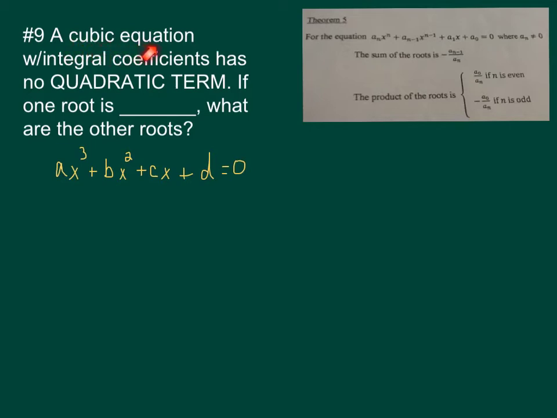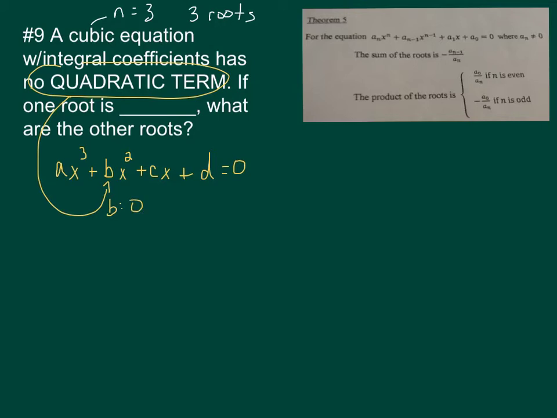A cubic equation, cubic. Let's make a note there. Cubic. That means n is 3. It means we have 3 roots. With integral coefficients, what that means is its coefficients are integers. Has no quadratic term. No quadratic term. Let's make a note here. If there's no quadratic term, then that means this b right there, b must be 0. That's important. We're going to come back to that.